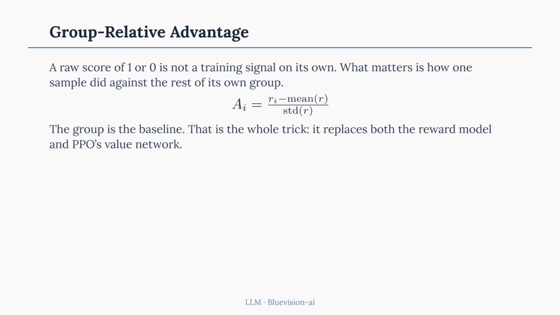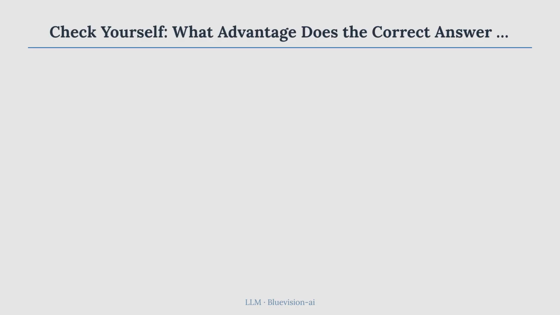And here's why that's clever. In DPO, a whole separate value network exists to estimate what score you should have expected. Here, the group does that job for free, just by existing. So this one line replaces the reward model and the value network at the same time. Let's put a number on that. On the group we already have.